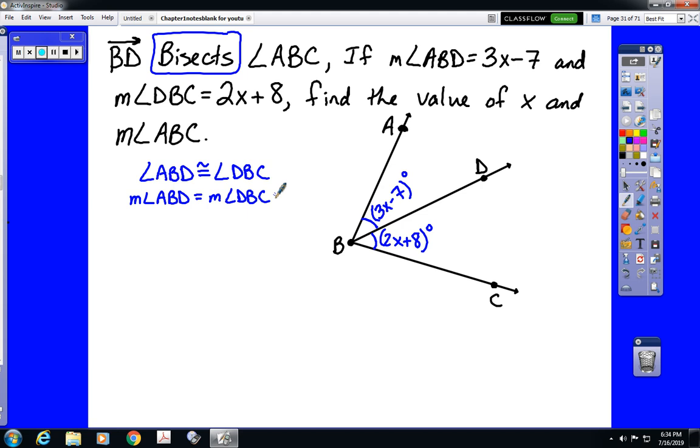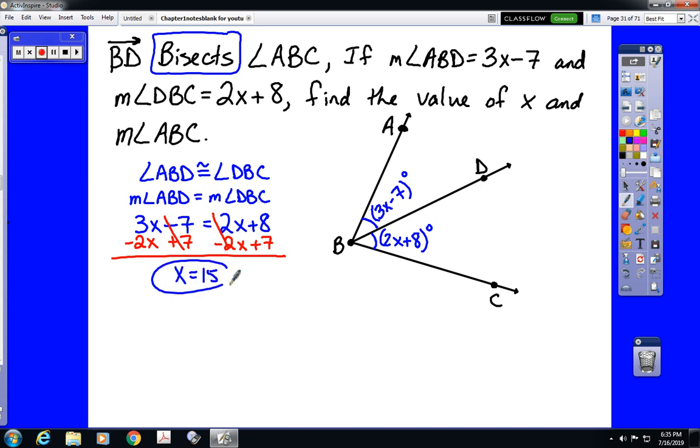So we plug in those expressions. The measure of angle ABD is 3x minus 7, and the measure of angle DBC is 2x plus 8. That's an equation which we can solve. So we're going to move the variables to one side. Let's say we subtract 2x from each side and the numbers to the other, so we'll add 7 to each side. That will give us the value of x. X is 15.